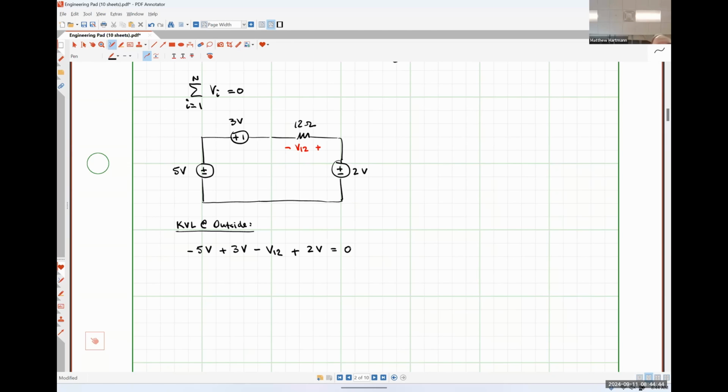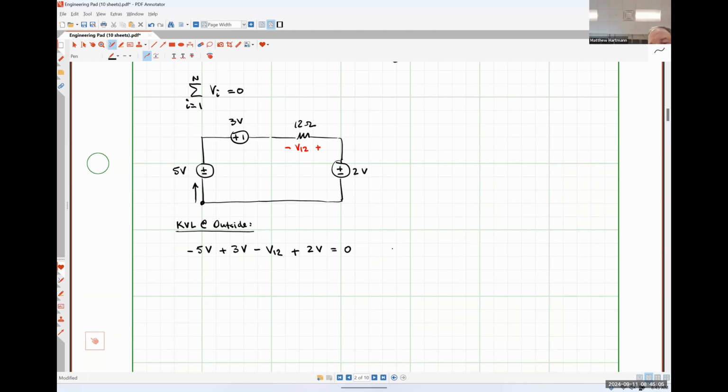So we're starting from here, and we're going around in this direction. Because we see the negative polarity terminal first, we get a negative sign. So anytime we see the negative polarity terminal first, we put a minus sign. Anytime we see the positive polarity terminal first, we put a positive sign. Okay.